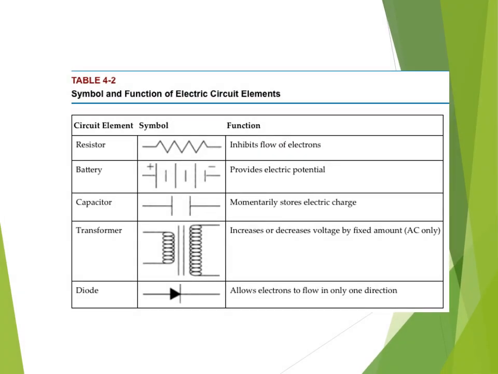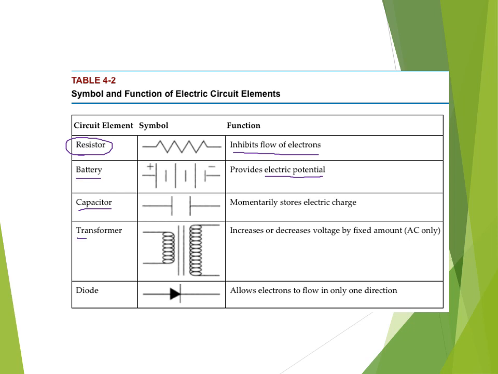Now we have symbols and some different types of electric circuit elements. We have the resistor, and the resistor symbol is the squiggly line. It inhibits the flow of electrons. The battery has a symbol with several lines that used to be called the voltaic pile. It provides electric potential, which is voltage. The capacitor is going to store electric charge, and the unit for capacitance is the farad.